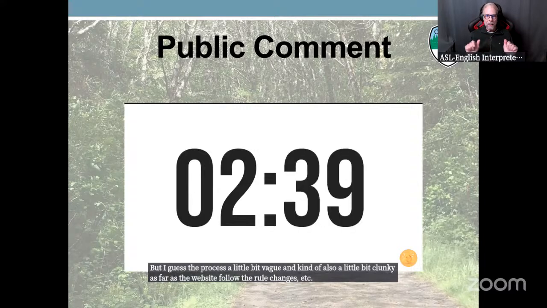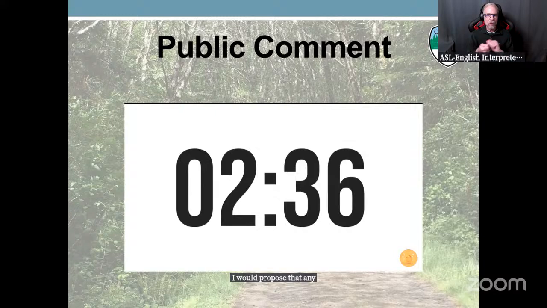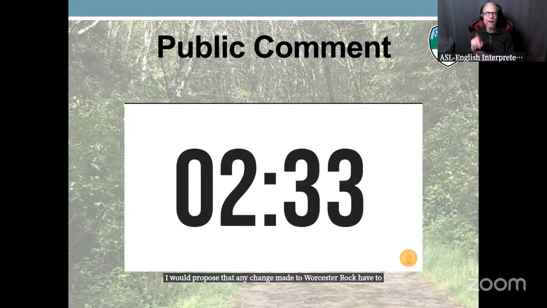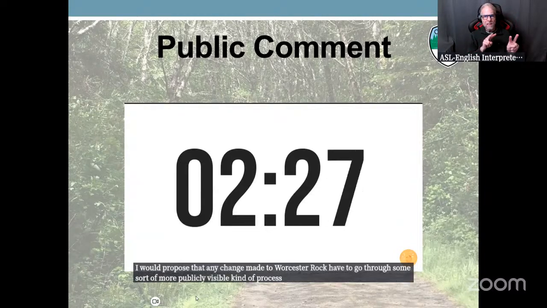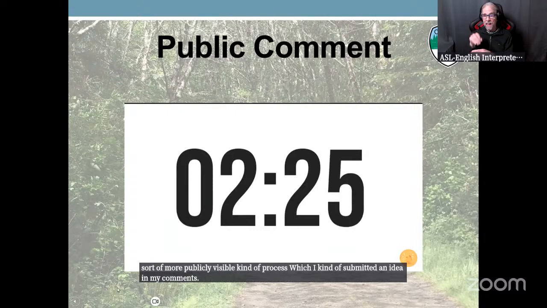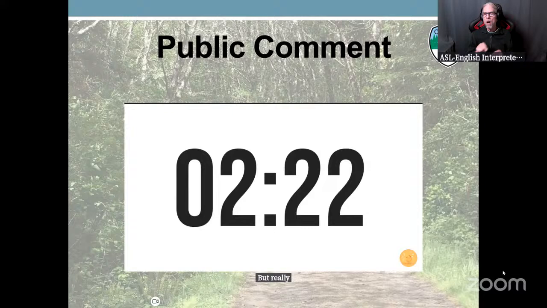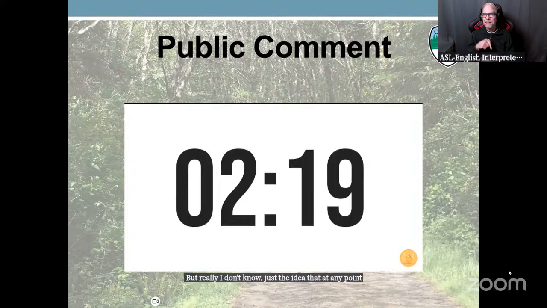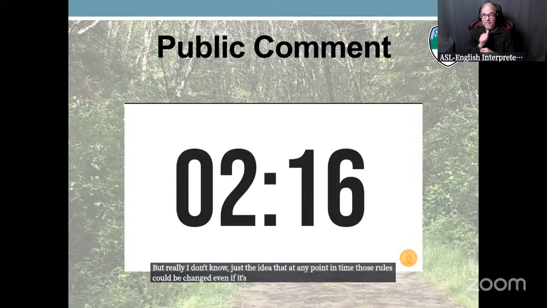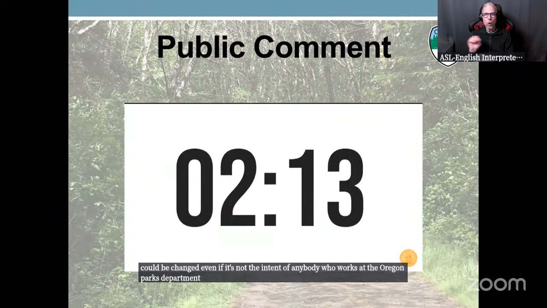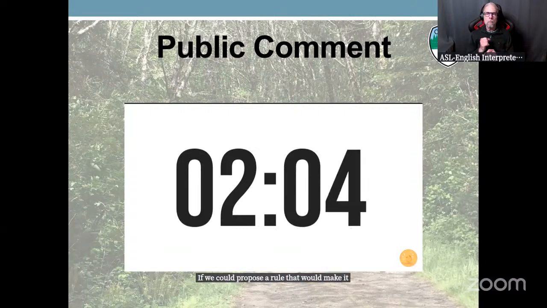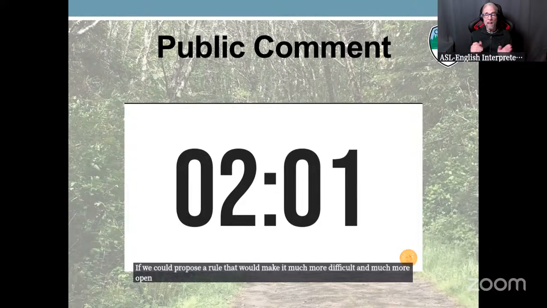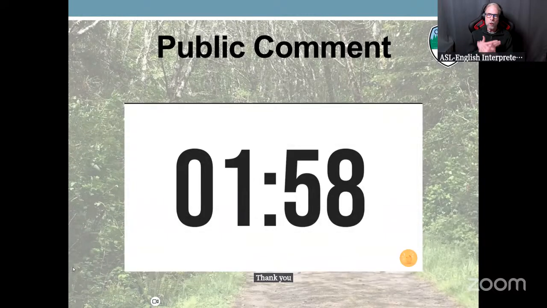I would propose that any change made to Rooster Rock have to go through some sort of more publicly visible process, which I submitted an idea for in my comments. The idea that at any point in time those rules could be changed, even if it's not the intent of anybody who works at the Oregon Parks Department currently, would be an absolute shame. And I would like it if we could propose a rule that would make it much more difficult and much more open, if that ever is to be the possibility. Thank you. Thank you, Francis.